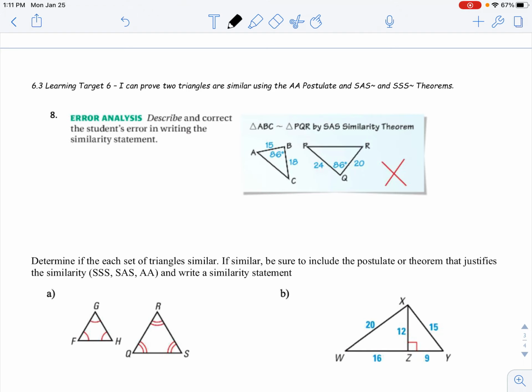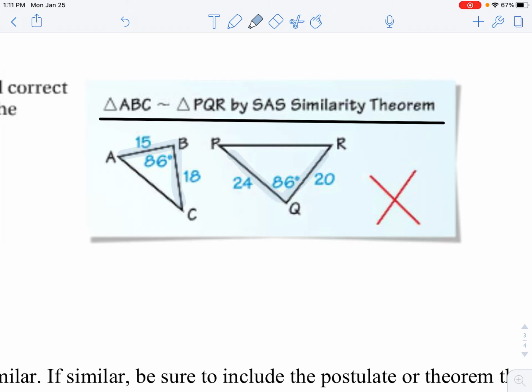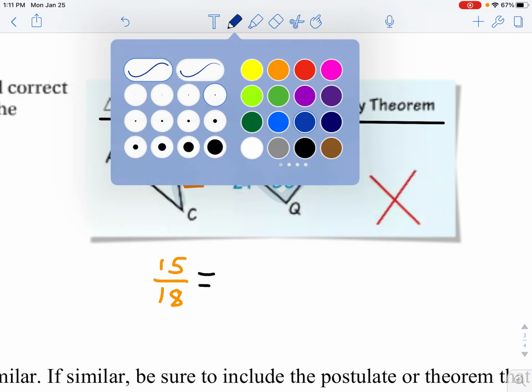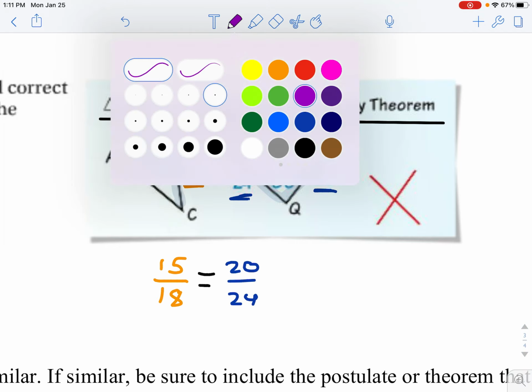All right, looking at this one right here, describe and correct the student's error in writing the similarity statement. So it's saying triangle ABC is similar to triangle PQR by side angle side similarity theorem. Well, let's investigate. We have included angle 86 and 86, so the included angle part seems to be legit. Now let's do corresponding sides. Well, 15 to 18, the smaller value over the bigger value, should equal 20 over 24.